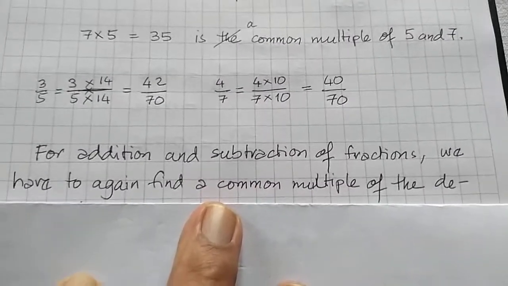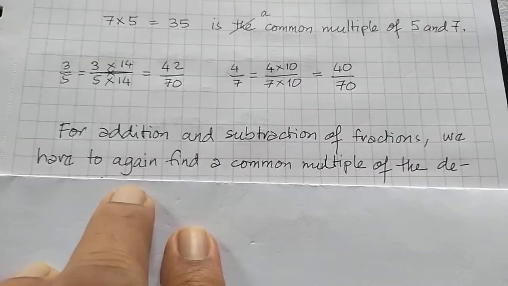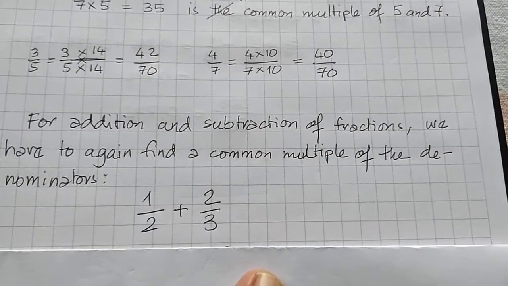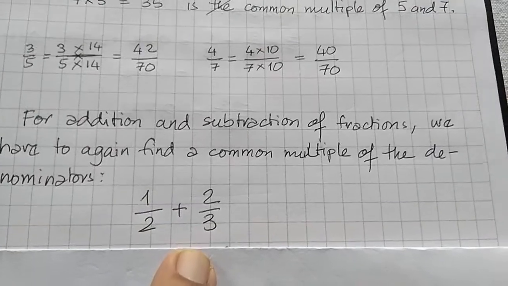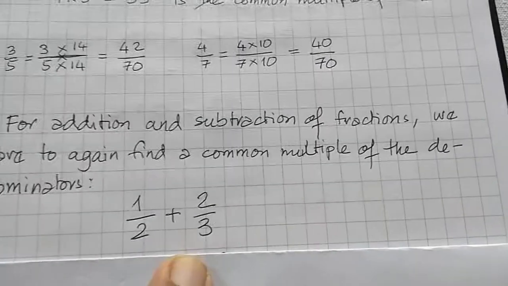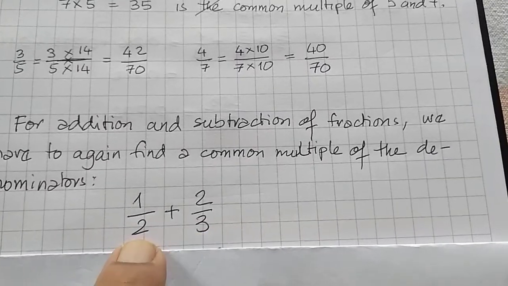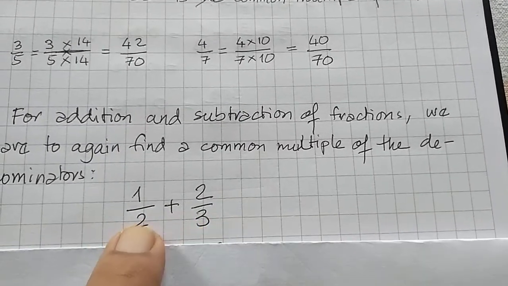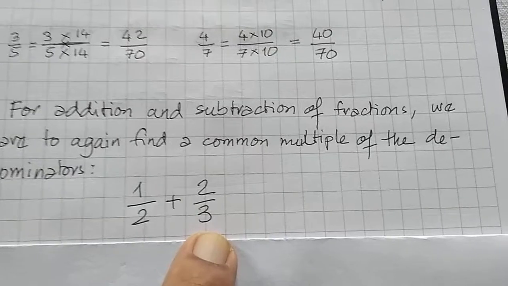So now for addition and subtraction of fractions, we have to again find a common multiple of the denominators. So if I say 1 over 2 plus 2 over 3, how did you do this? First let's find a common multiple of 2 and 3. The simplest way is just to multiply 2 and 3. The common multiple is 6.